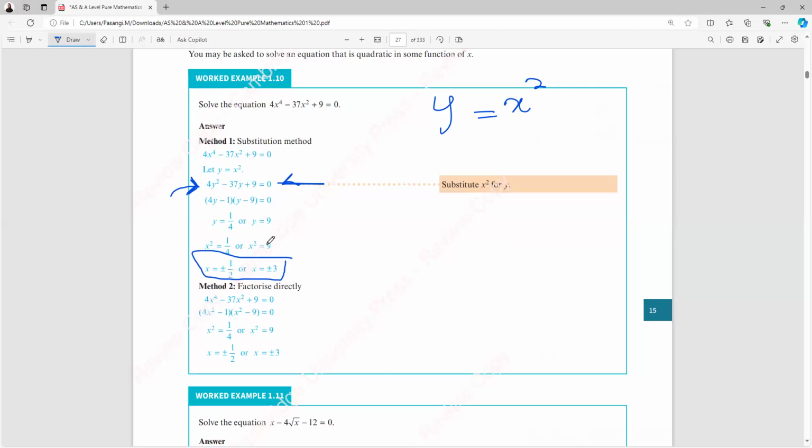Or else you can use the factorized method as well. But there you should remember, since here we have x to the power of 4, that means there are four factors.